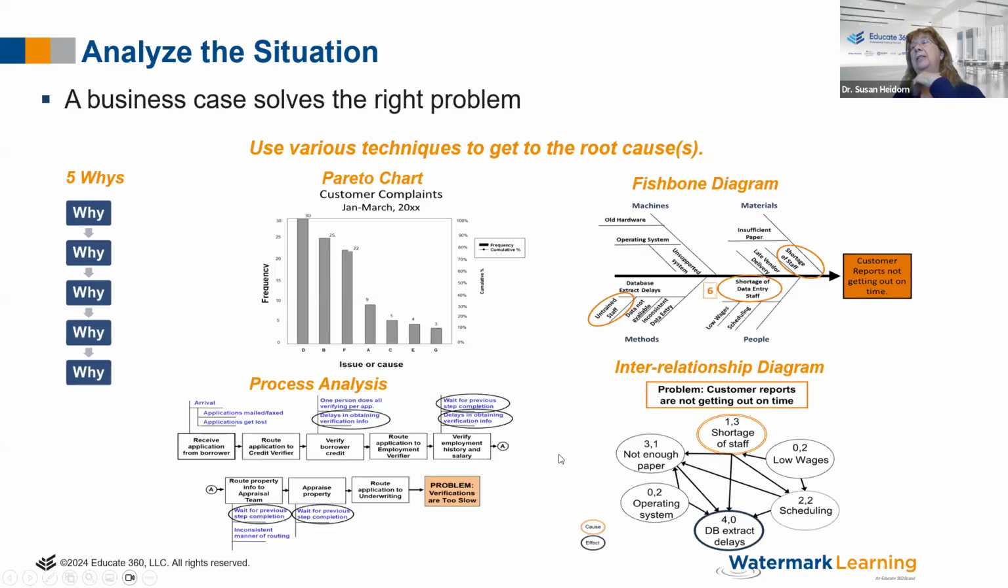And then if you get a number of issues, it's like, wow, we got 4 or 5 issues here. Which one is really the root cause? You can do an interrelationship diagram. I'm not going to take you through it. It'll take me longer to describe than finishing the slides, but it's where you're really focused on, okay, there's one that impacts the other. So shortage of staff impacts not enough paper, extract delays, and scheduling. Low wages might impact shortage of staff. So you show the arrow where the impact is, and then you figure out, okay, what is really our key thing? Oh, shortage of staff. So maybe we fix that. Some of the others will be fixed.